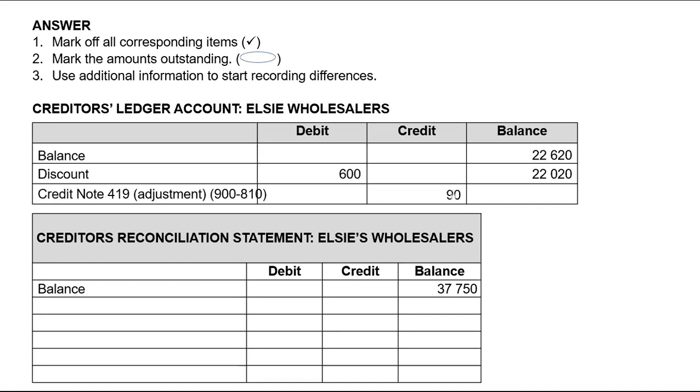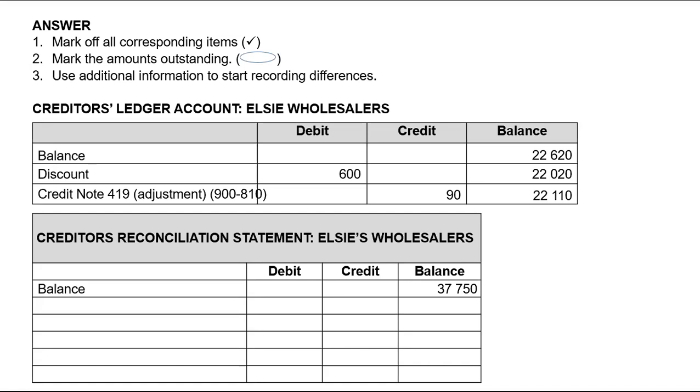It's like we're owing them more. It's because we over reduced. Now we have to add back the 90 rand, and to add back, we're going to credit it. And this will increase what we owe them from 22,020 by 90 rand to 22,110. Got it. Okay, let's go to the next mistake.